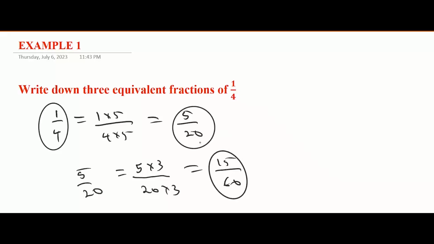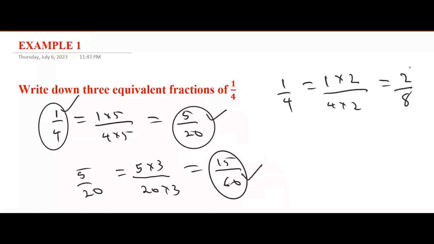Okay, so to get the third one, you could either make use of this or this or this. So let's use 1 out of 4 to get the third one. So that will be 1 out of 4. And in this case, let's multiply 1 and 4 by 2. So we have 1 by 2 all over 4 by 2. So this will give us 2 by 8. So this is the third equivalent fraction.